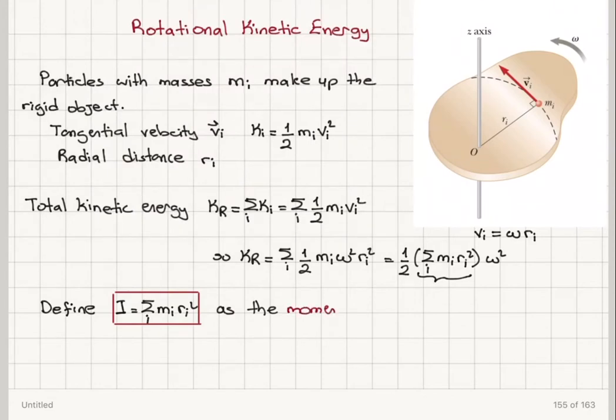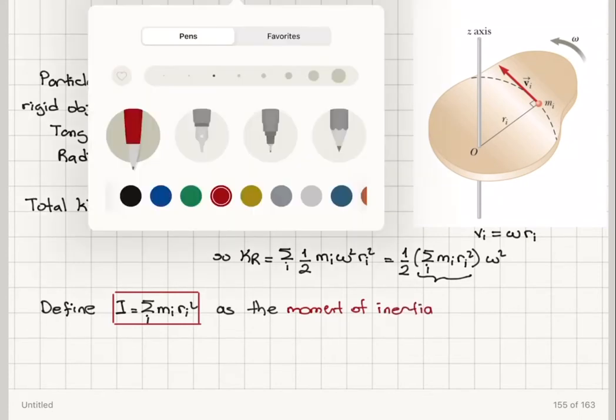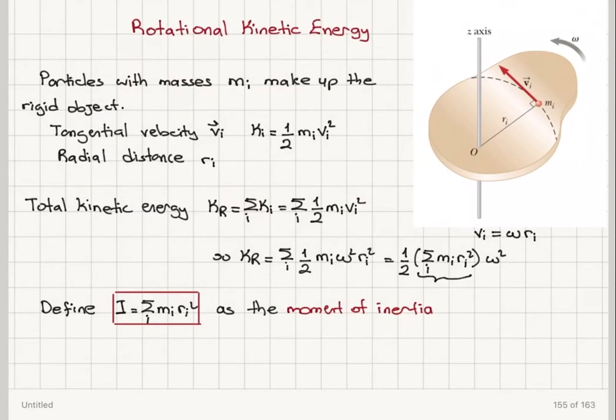Now, what is the unit of this moment of inertia? You can see I have a mass multiplied by distance squared, so the SI unit would be kilograms meter squared. So with this definition, I have the rotational kinetic energy written as 1 over 2 moment of inertia times omega squared. This is the rotational kinetic energy.